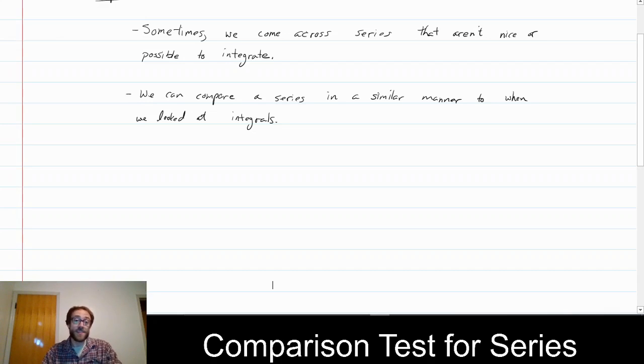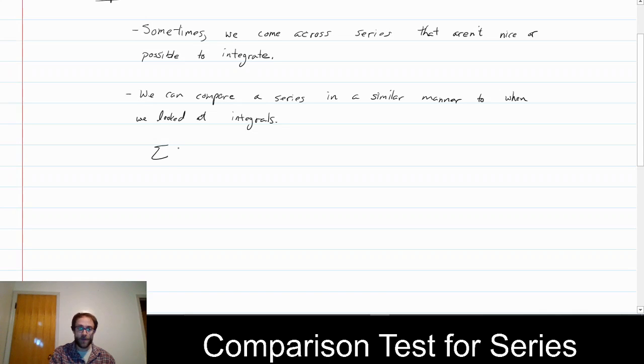Hi. In this video, we're going to be talking about the direct comparison test, sometimes just called the comparison test. Now, sometimes we come across a series that isn't nice or even possible to integrate, and we'll start with an example like that. But we can compare a series in the same way that we did when we looked at integrals, and we saw if improper integrals converged or diverged. So the general rule is going to be the same.